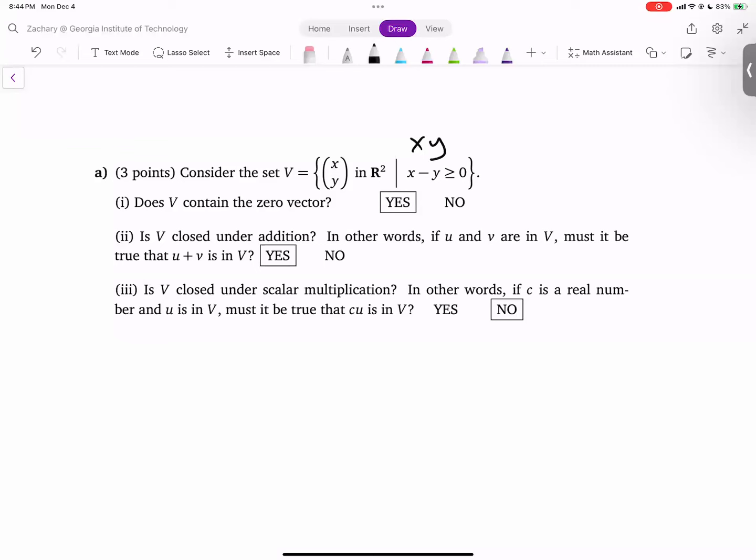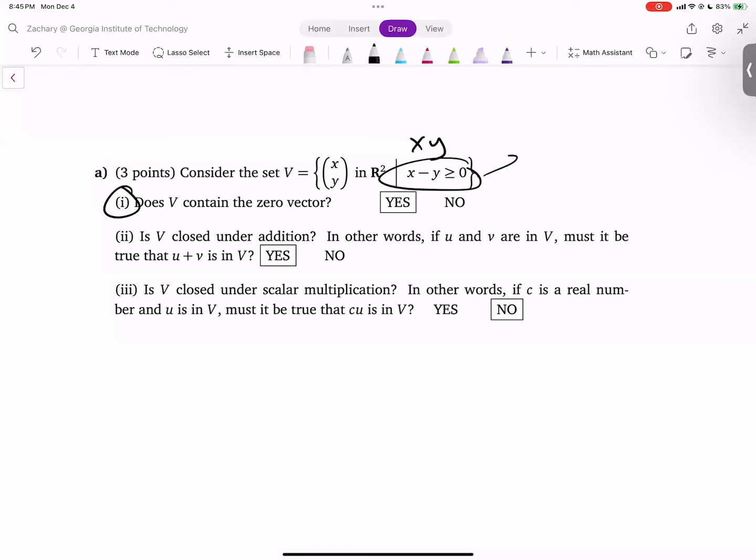The first one is the easiest one to check. Does it contain the 0 vector? If we plug in 0 to first, x minus y is greater than or equal to 0, is that true? Yes, right? The second one, is it closed under addition? There's a couple ways we can think about this.